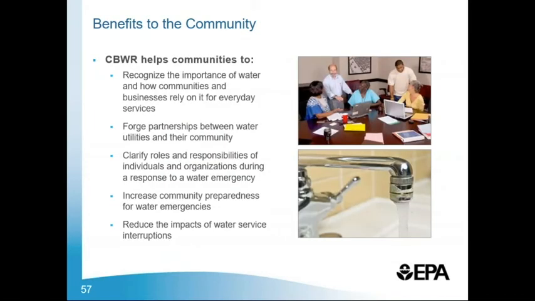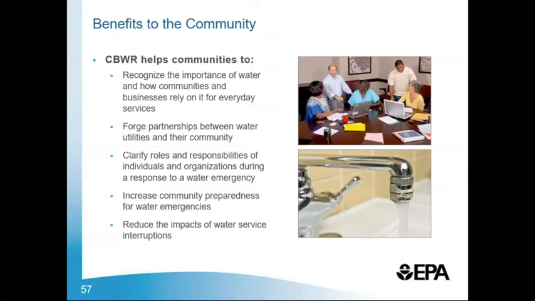Now, taking a proactive approach to water emergency preparedness by embracing the CVWR program allows members of a community to do the following. Recognizing the importance of water and how the communities and businesses rely on it every day for their services, as each entity is going to have a different need, and a different need for backup supply plans as well. It's also important for forging those partnerships between the water utilities and their community. I can't stress that enough. If there is a bare bones message to all of this, it's just that partnership.